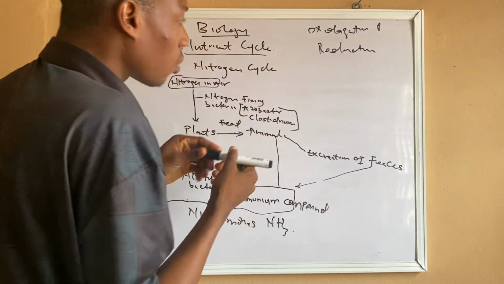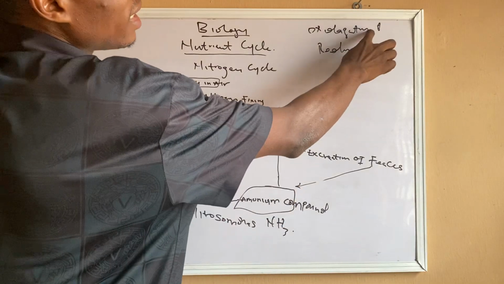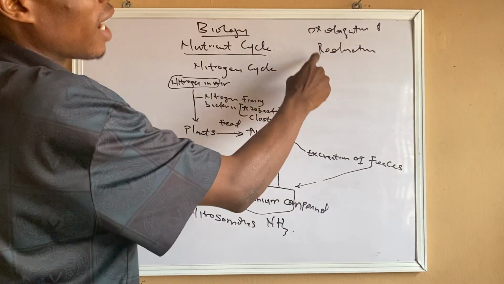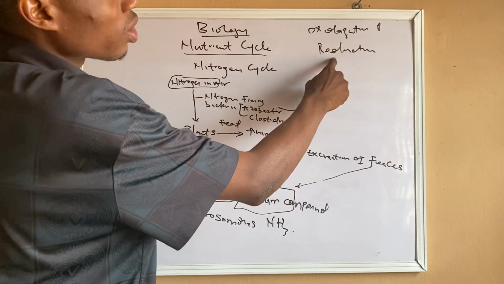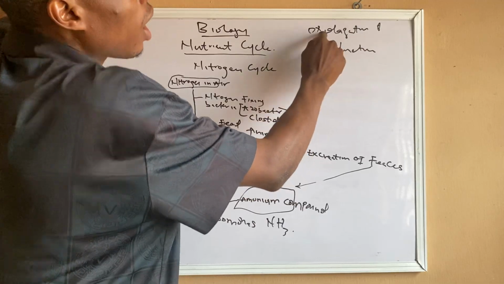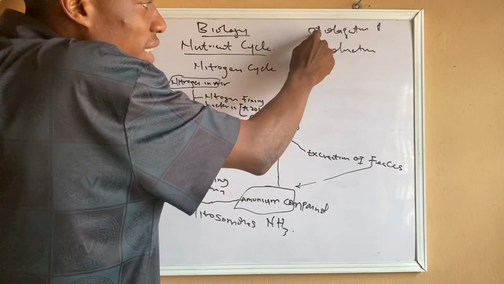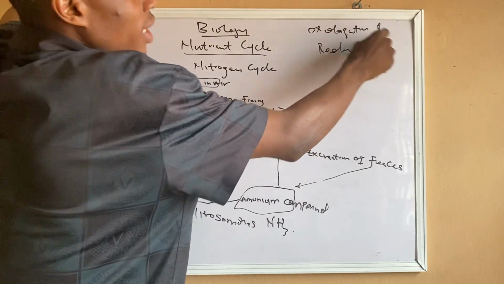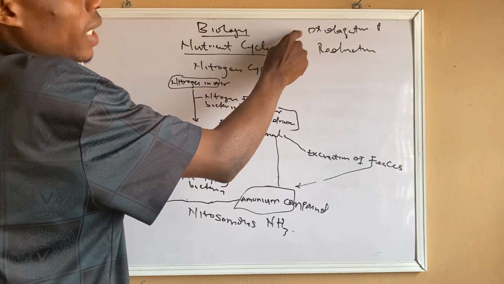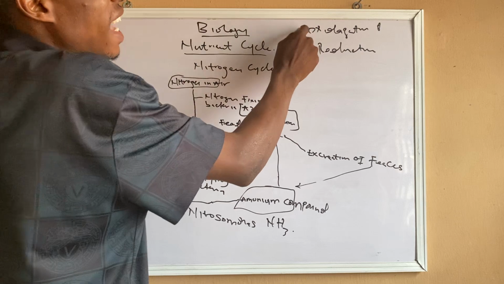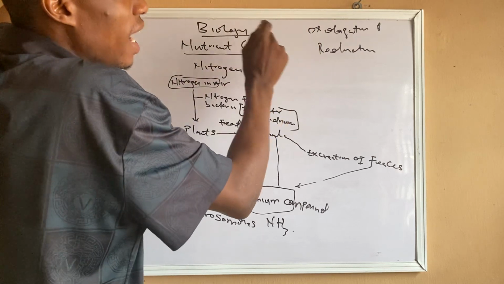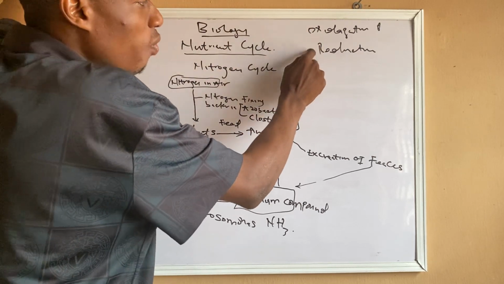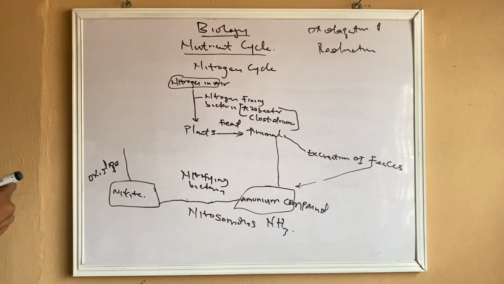So what do we call oxidation? We say oxidation is the addition of oxygen, while reduction is the removal of oxygen. In oxidation, we say it is the addition of oxygen, and reduction is the removal of oxygen.